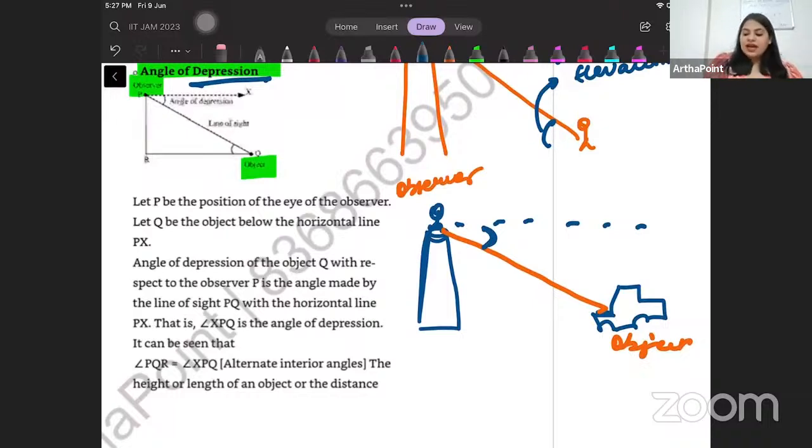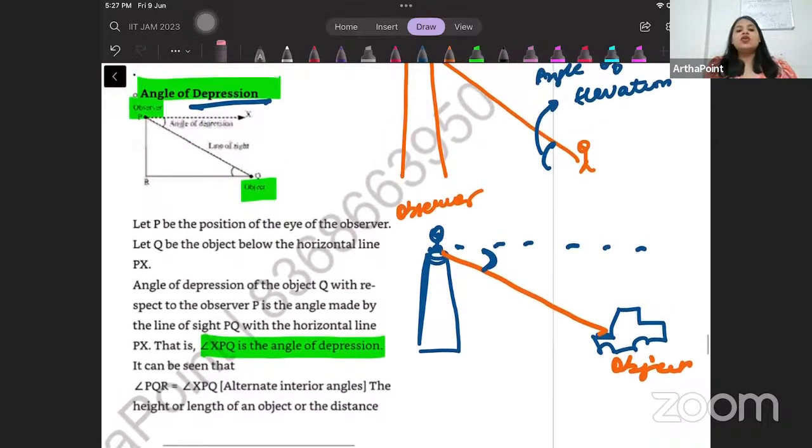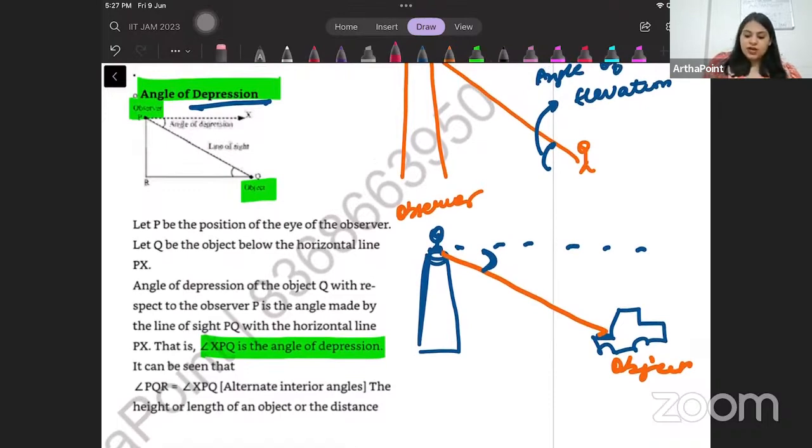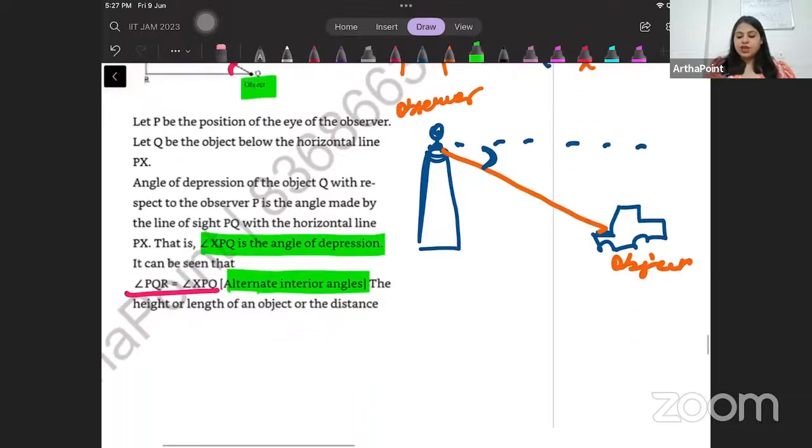Now, the angle of depression thus formed is XPQ. This is the angle of depression formed. Now, what does it say? It says that angle PQR is equal to angle XPQ. And what is the reason that it states? It says that these are alternate interior angles, and we know that alternate interior angles are equal to each other.